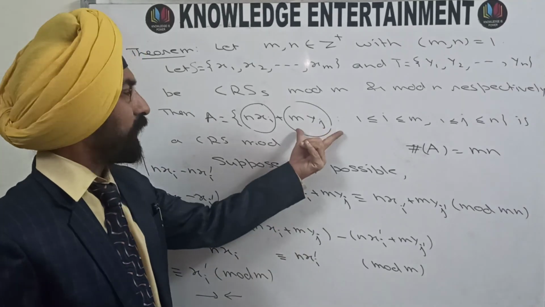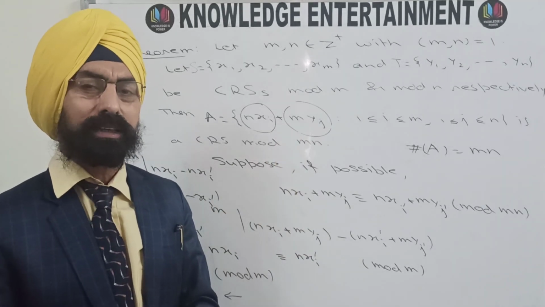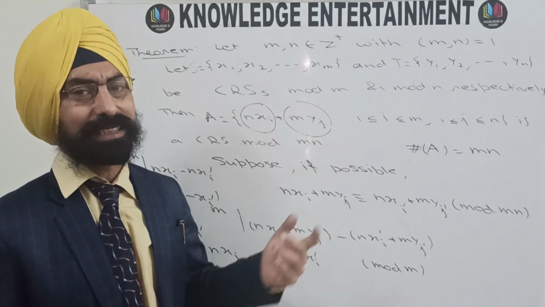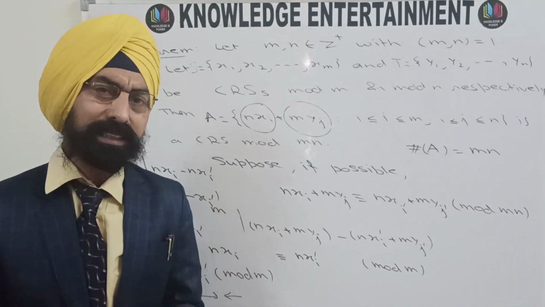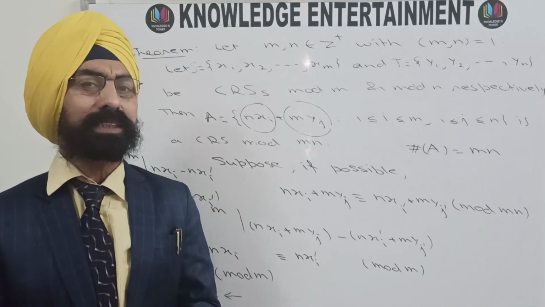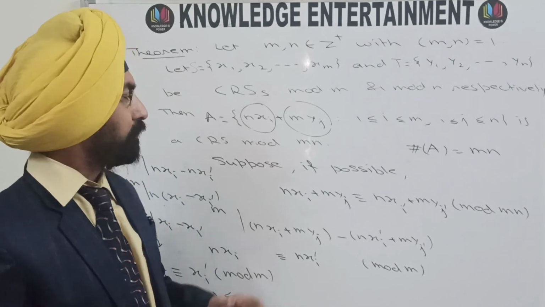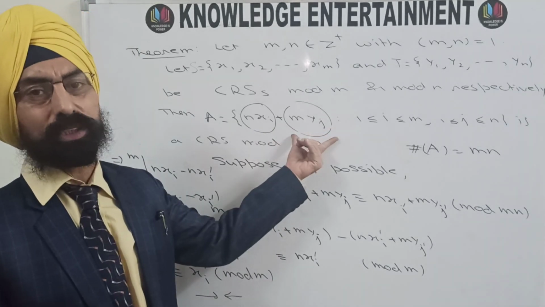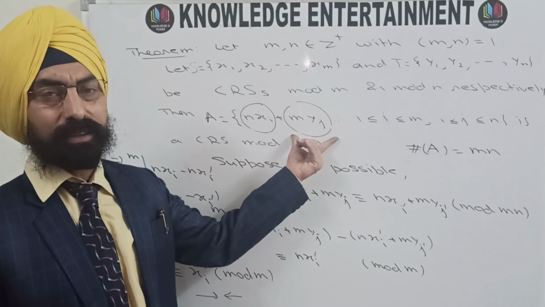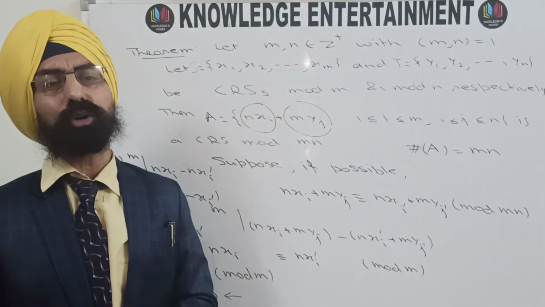So no two members of A can be congruent to each other modulo mn. And how many elements are there in the set A? Exactly mn. So a set of mn elements having the property that no two members are congruent to each other modulo mn makes this set a complete residue system modulo mn. So this we have proved, and I am going to stop this video here.